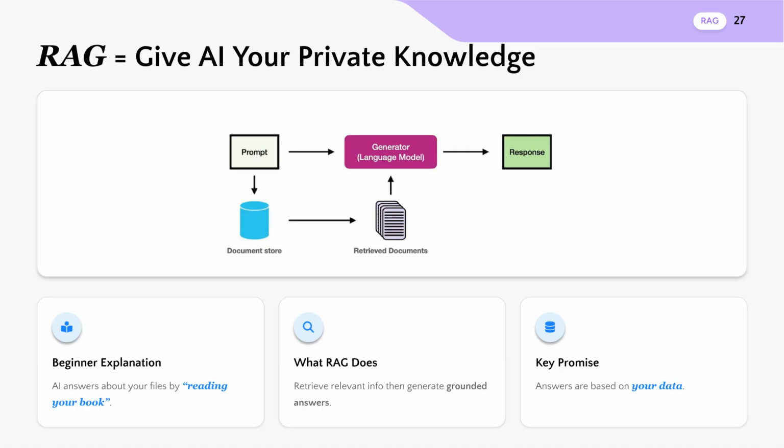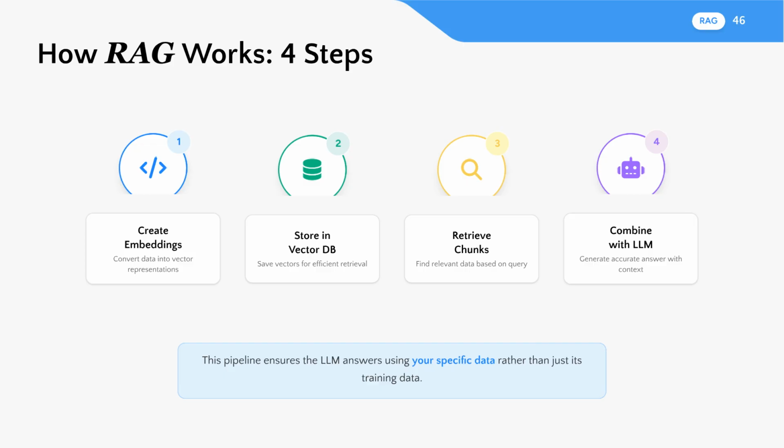RAG, or Retrieval Augmented Generation, allows the AI to answer questions using your private knowledge or files. It works by retrieving relevant information before generating grounded answers. The RAG pipeline involves 4 steps: creating embeddings, storing them in a vector database, retrieving relevant data chunks, and combining that context with the LLM to generate an accurate answer.